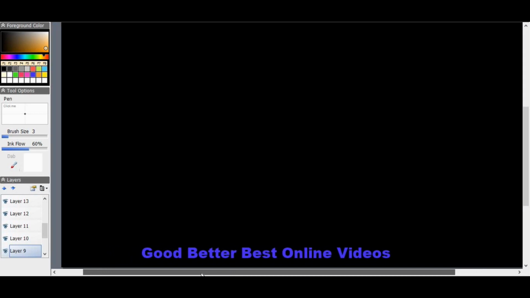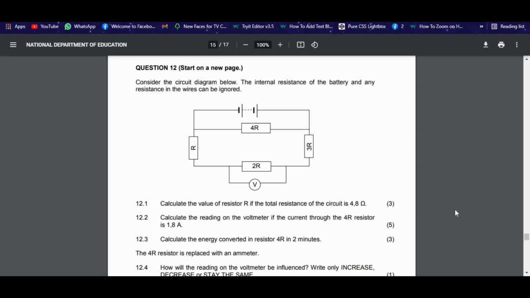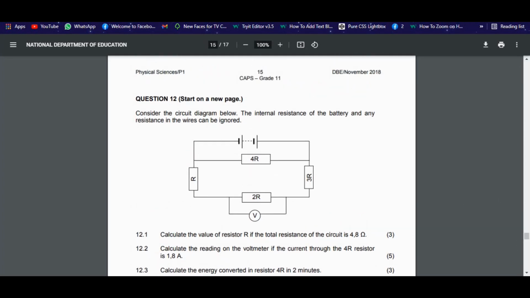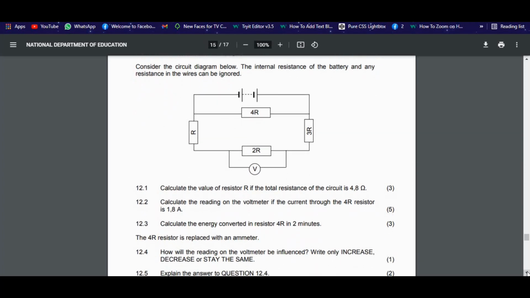And where everybody should be in the syllabus is electricity, which is circuits. Quite a majority of the class has started on circuits, which is fantastic. So we're going to go back to doing a past paper question, because I've taught all the theory, nothing more I need to teach. I pulled up question 12 of the 2018 Grade 11 common paper. It is a November paper. We can do up until question 12.5.